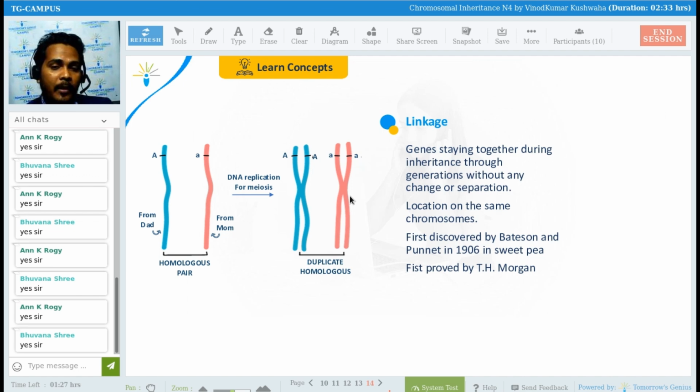Okay, so is this clear about this Morgan experiment, about the chromosomal theory of inheritance? Yes, please respond fast.